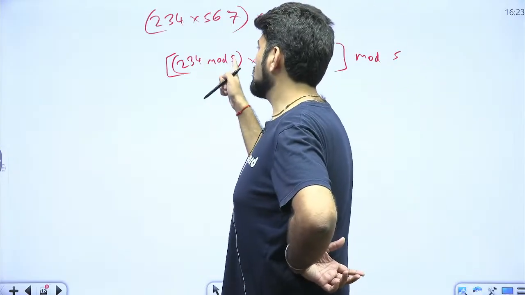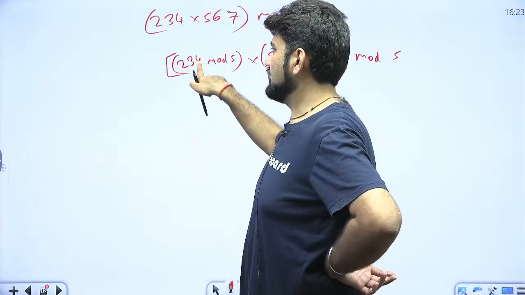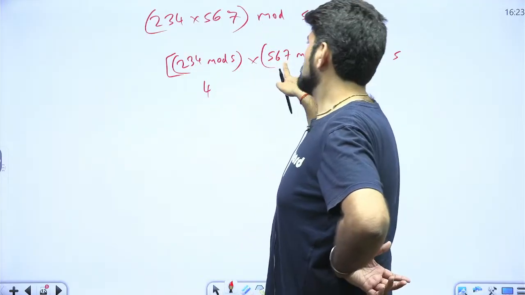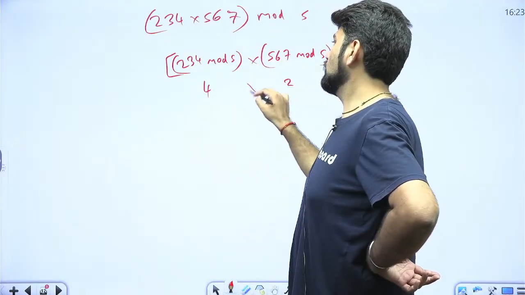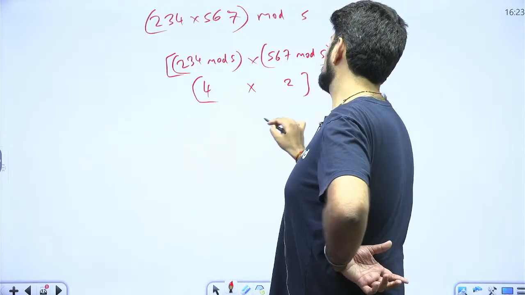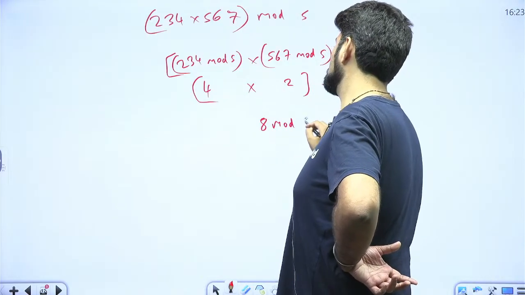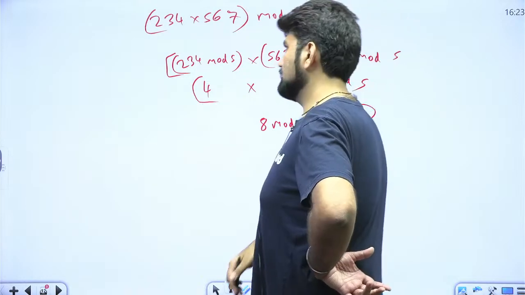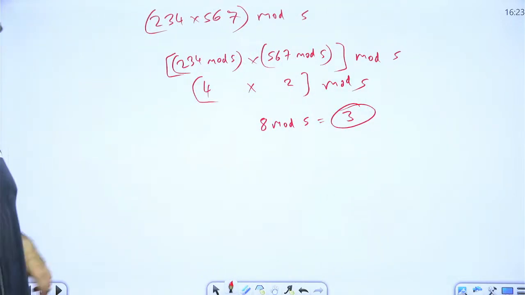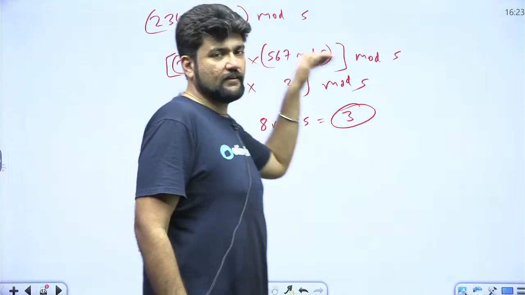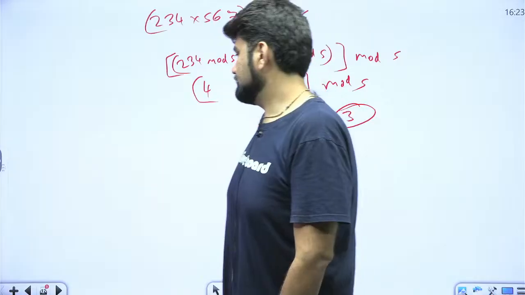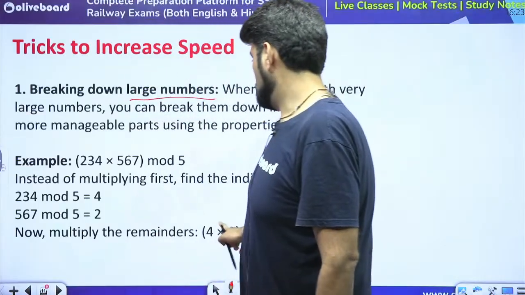So 234 mod 5, what do you think is the closest multiple? It is 230, so 4 is the mod. 567, the closest multiple is 565, so 2 is the mod. 4 into 2, this time we have 8. So this is 8 mod 5, which is how much? 3. Now this will seem to be easier. For a larger number, rather than multiplying and finding it, you have found very easily that 3 is going to be the remainder. Cool? That is what is given here.